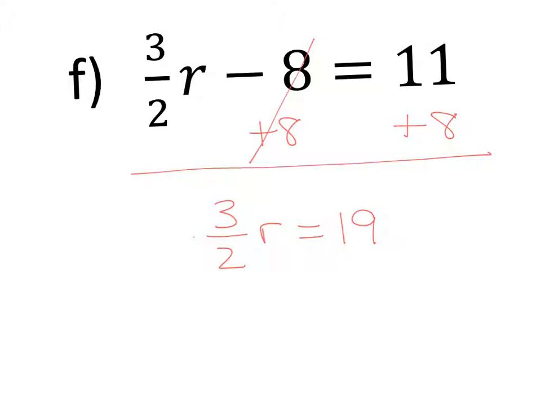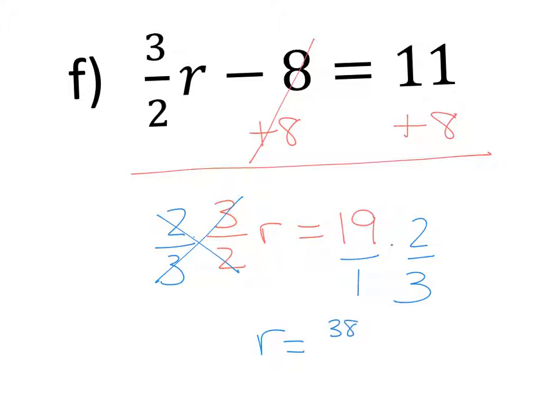Oops, that didn't write out very well. Let's try that again. 2/3 on both sides. Okay, so again, those will cancel. R will equal... Now, if you need to put the 19 over 1, do that, okay? And then you're just going to multiply across in this case because nothing will cross cancel. So 19 times 2 is 38. 1 times 3 is 3. And that would be your final answer. All right, let's flip over to the next page.